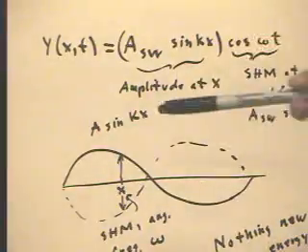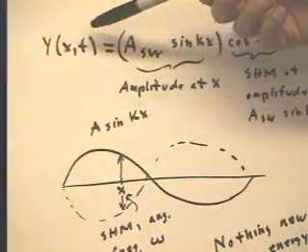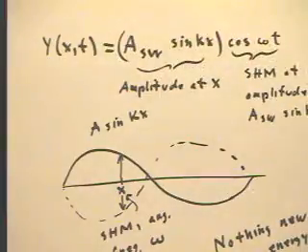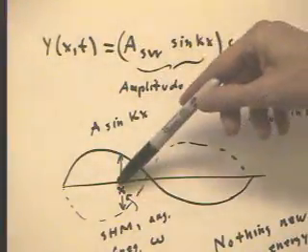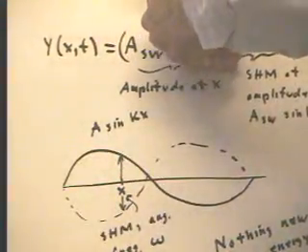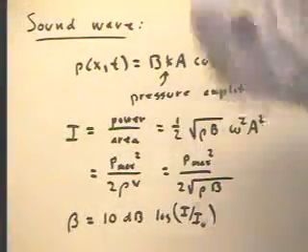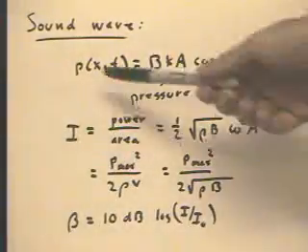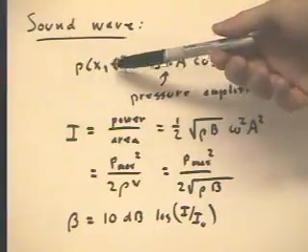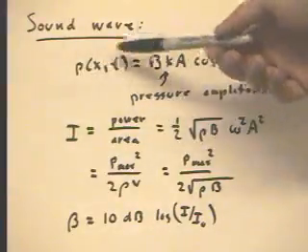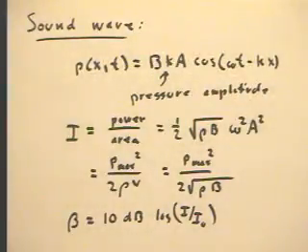For a wave in a string, we have a function y of position and time, y being the displacement of a point on the string. For a sound wave, we have a pressure at point x and t, and it's pressure that's being transmitted. This is a pressure wave.